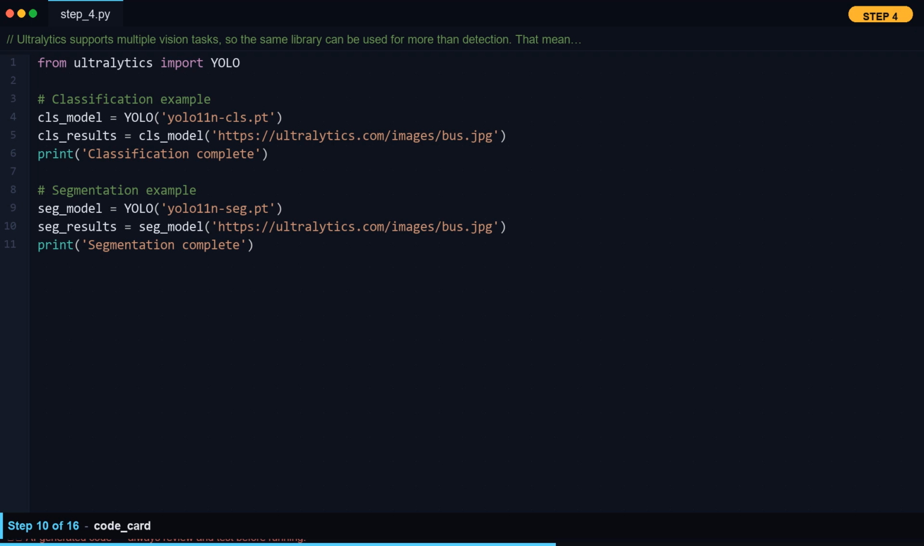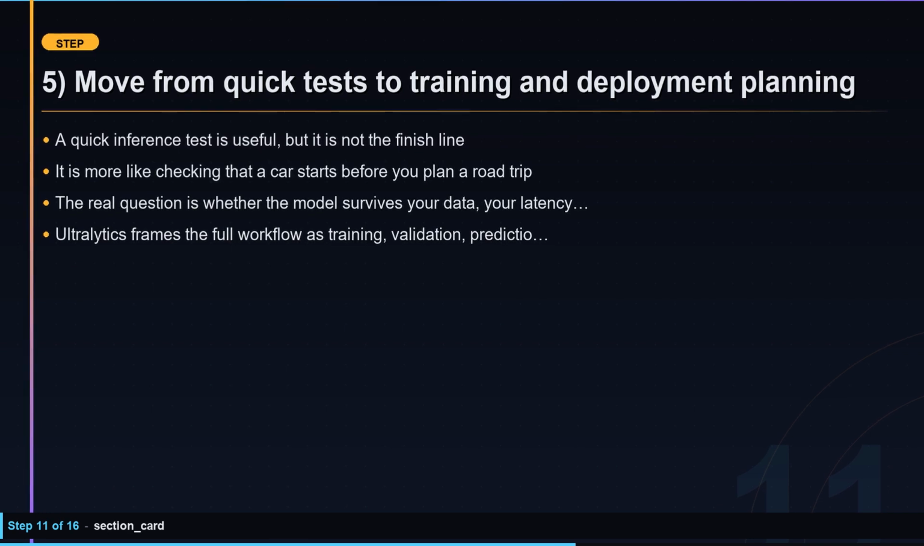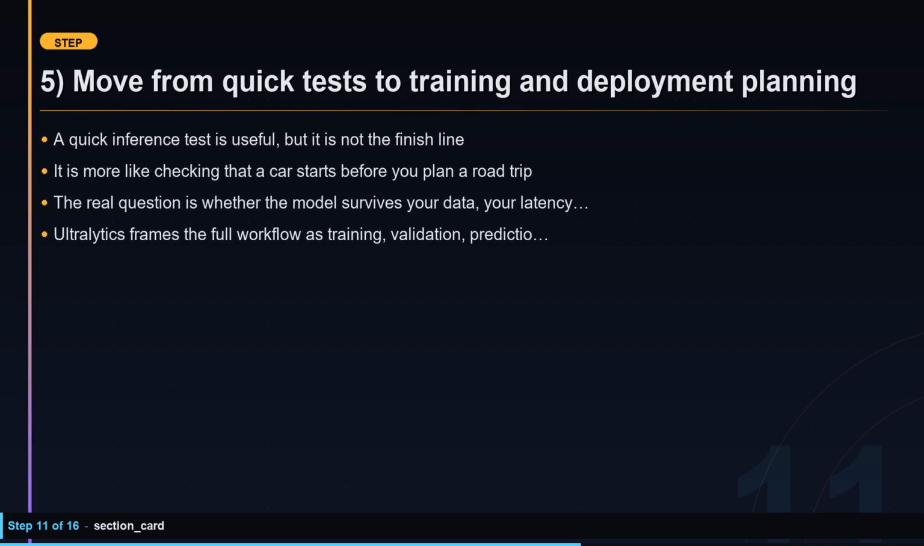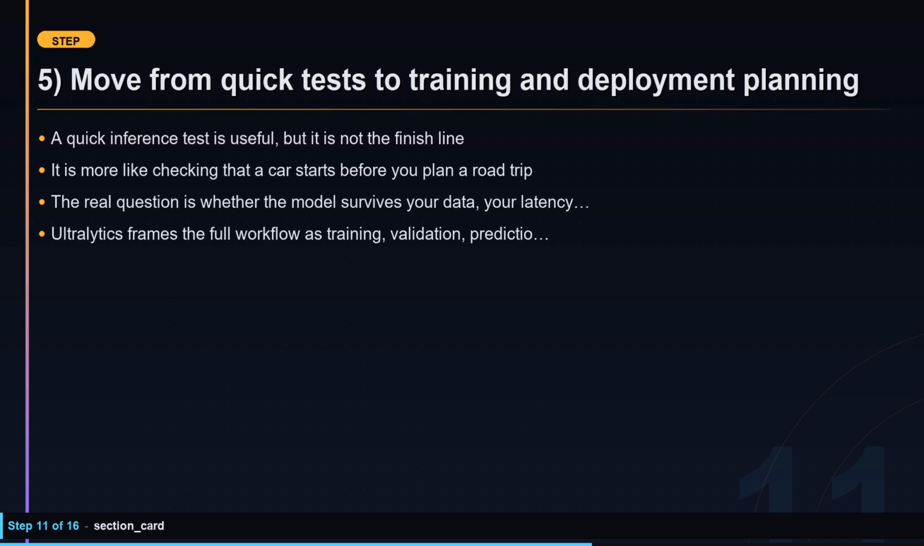But there is a catch most people miss. A quick inference test is useful, but it is not the finish line. It is more like checking that a car starts before you plan a road trip. The real question is whether the model survives your data, your latency budget, and your deployment setup. Ultralytics frames the full workflow as training, validation, prediction, and deployment, which is the right mental model because each step answers a different production question. Training learns from your data. Validation checks how well it generalizes. Prediction is the real-world use. Deployment is where speed, size, and reliability start to matter just as much as accuracy.